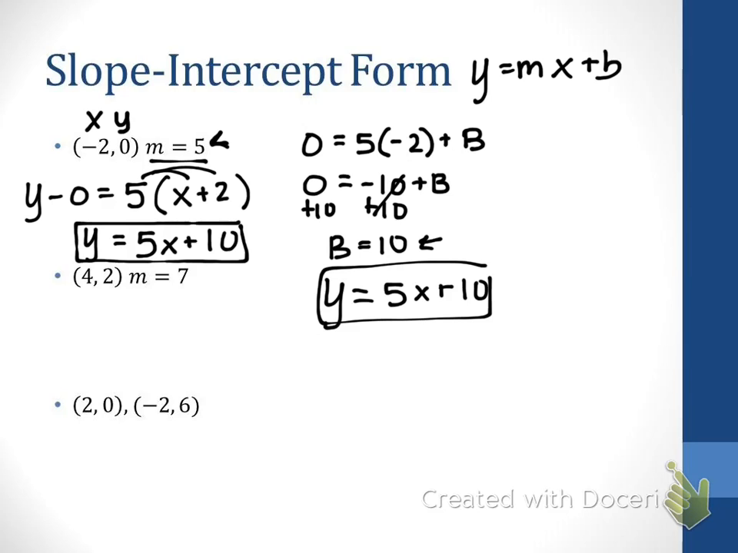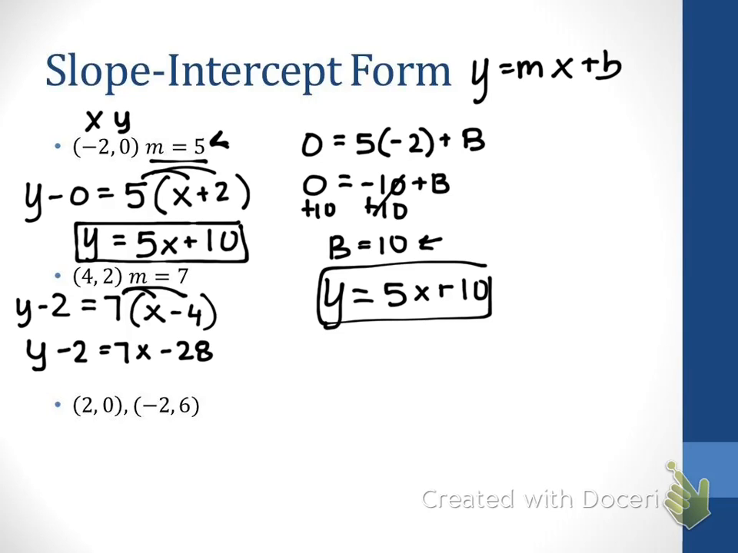So I'm going to say y minus 2 equals 7 times x minus 4. So now let's do distributive property. Y minus 2 equals 7x minus 28. What do I need to do to get y by itself? William? Add 2. Very good. And I get y equals 7x minus 26. Now it is in slope-intercept form.